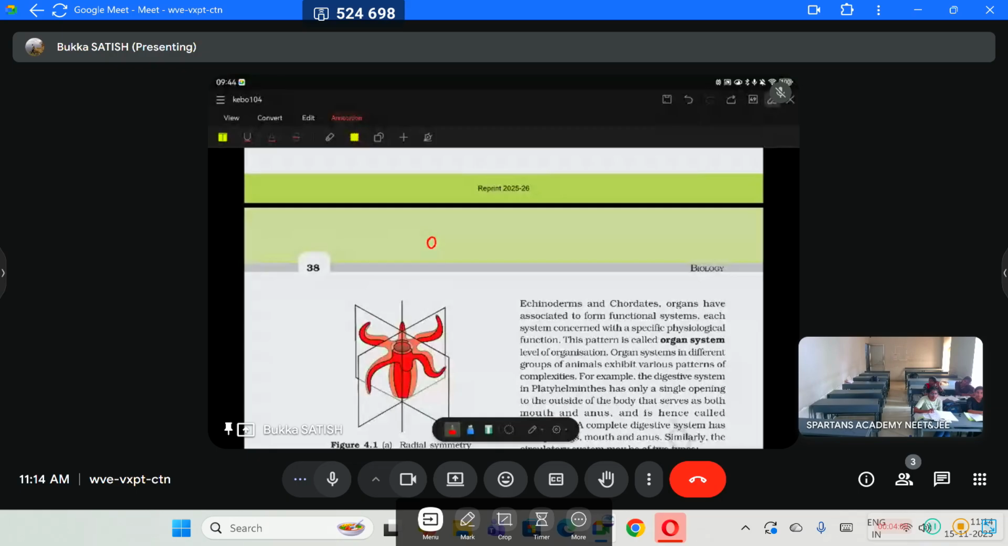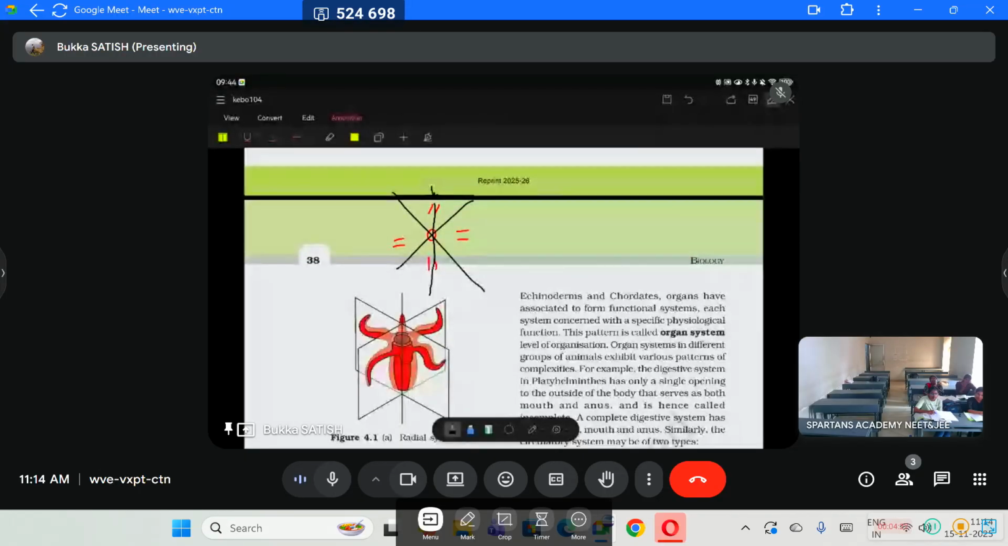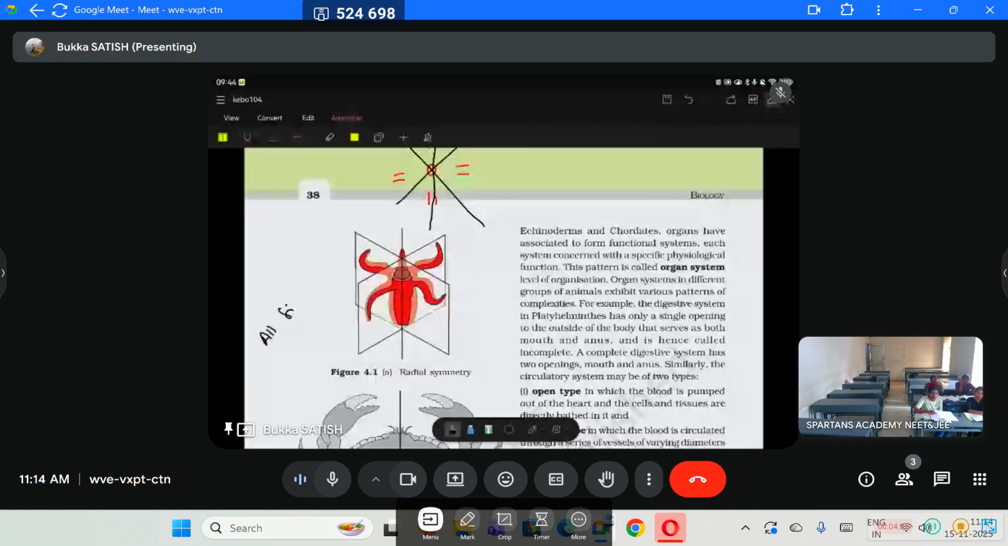Now, if you divide this animal into two halves by using any plane, these two are half, or these two are half, right? Why are they half? Because all sides of the animal are the same. So in radial symmetry, all sides are the same. No lateral sides. This terminology is what you need to be clear about. There are no lateral sides.